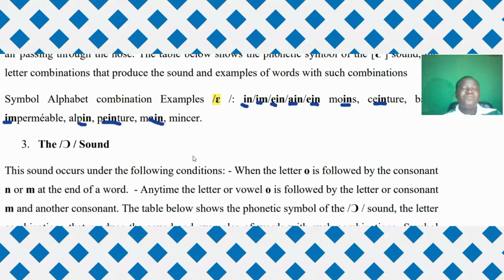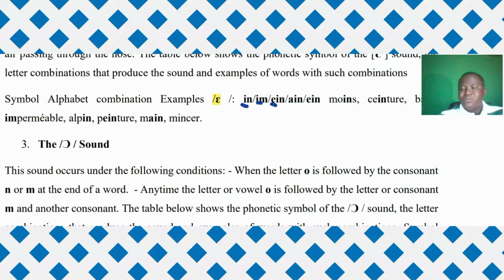Now I'm going to go to the next one, which is the O sound. So when you see the O plus M, it becomes a nasal sound. So how do you pronounce that? We're going to take a look at it.